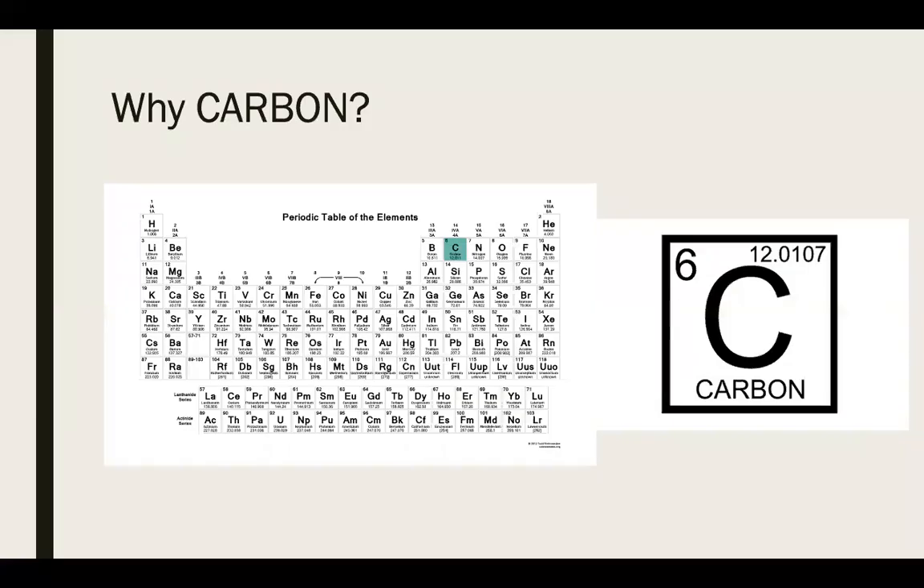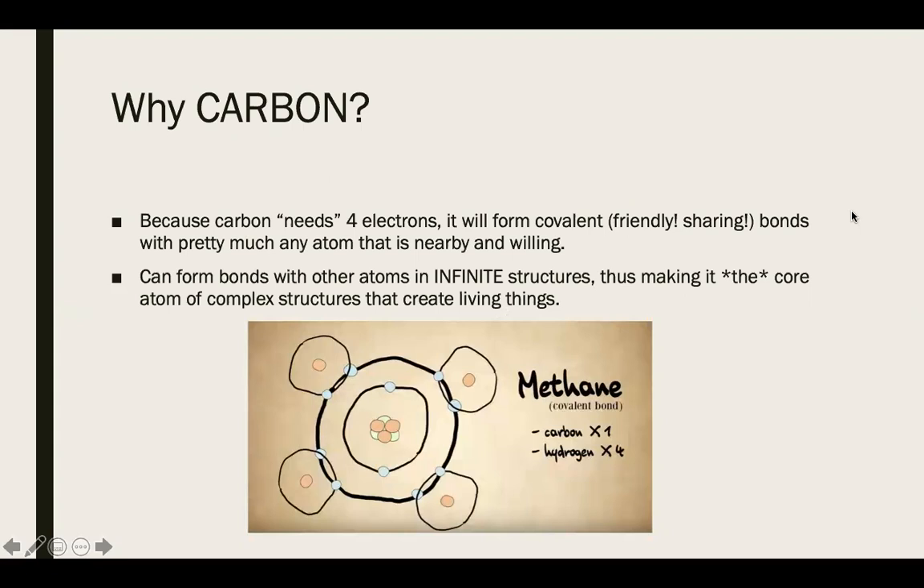So why carbon? Carbon is an element in the periodic table right here, right? It has an atomic number of 6, an atomic weight of 12, and it is considered to be the building block of all living things. And this is because carbon needs 4 electrons.